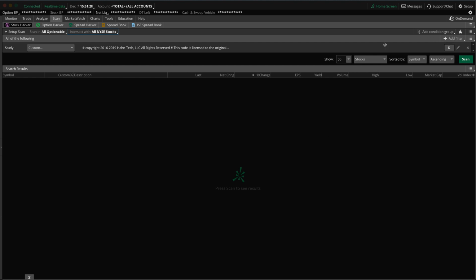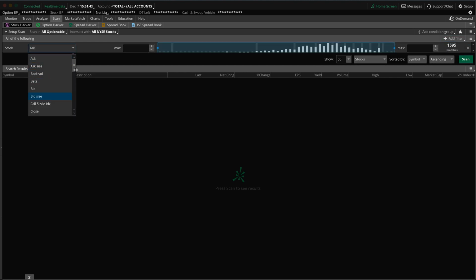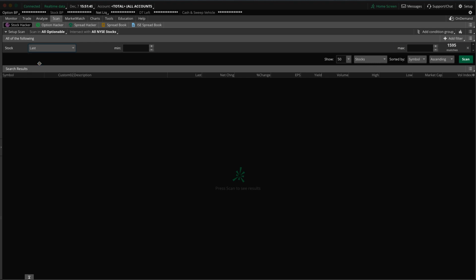Now let's get on to talk about the different types of filters that you can add to a scan. It used to be buttons up here, where you see all of the following. Now you go ahead and add filter. You see over here in the upper right, add filter. Now you can add a filter for a stock. So let's say you want the last price of the stock to be greater than 10 bucks.